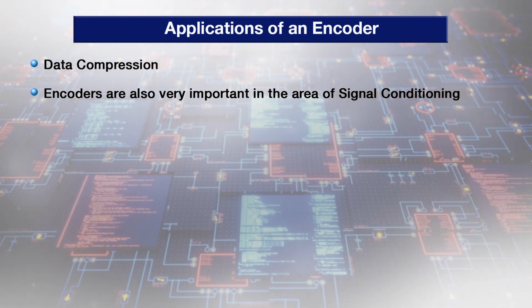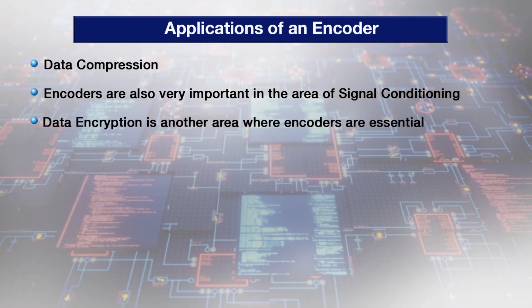Encoders are also very important in the area of signal conditioning. In various engineering and communication systems, raw sensor data or signals may be noisy or in an unmanageable format. Encoders can condition the signals, converting them into a more usable and robust format. For example, in motor control, encoded signals can be used to precisely measure speed and position.